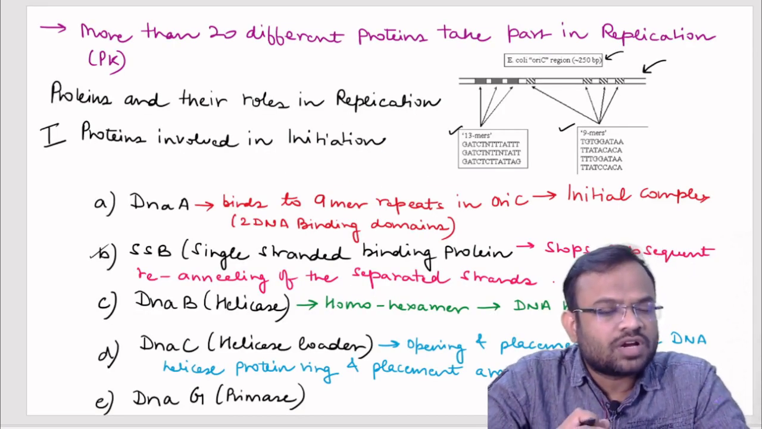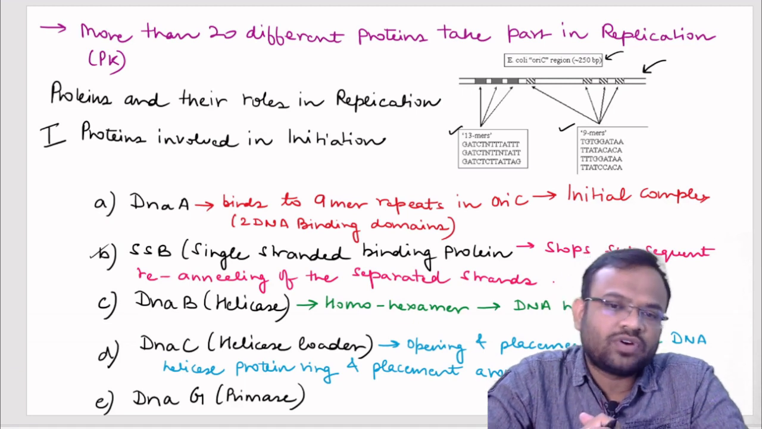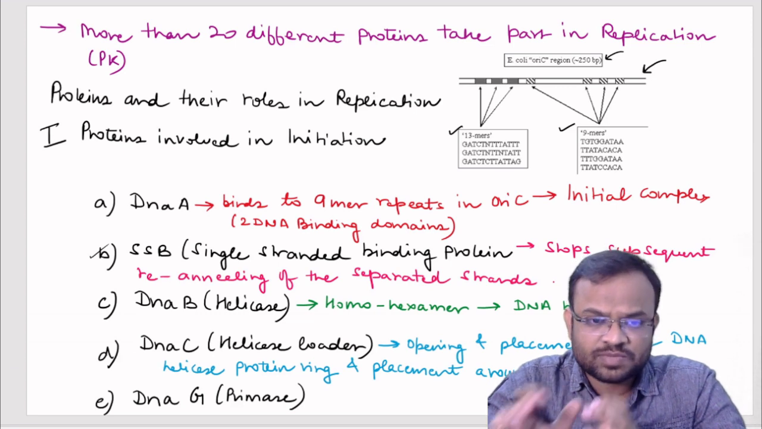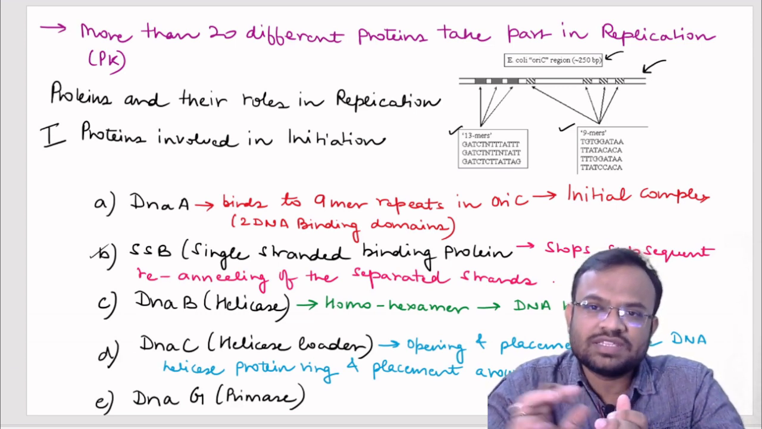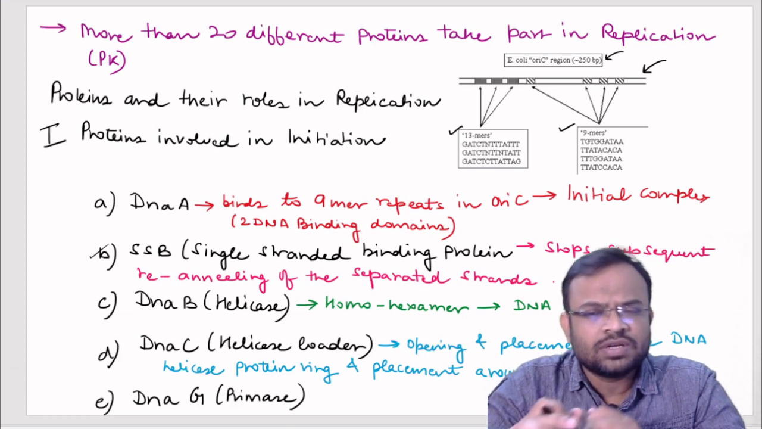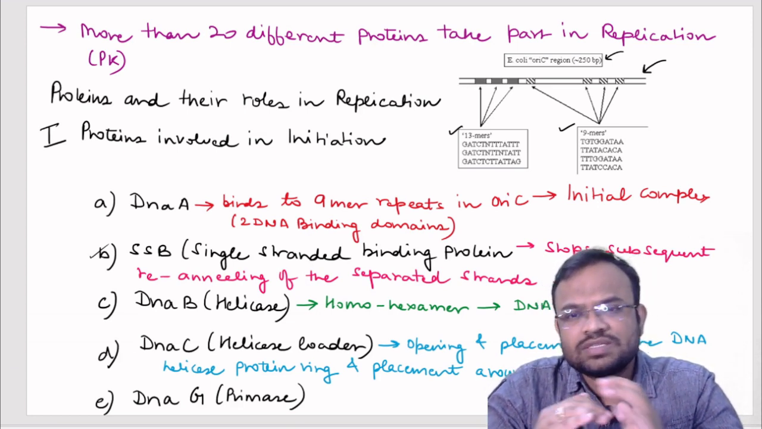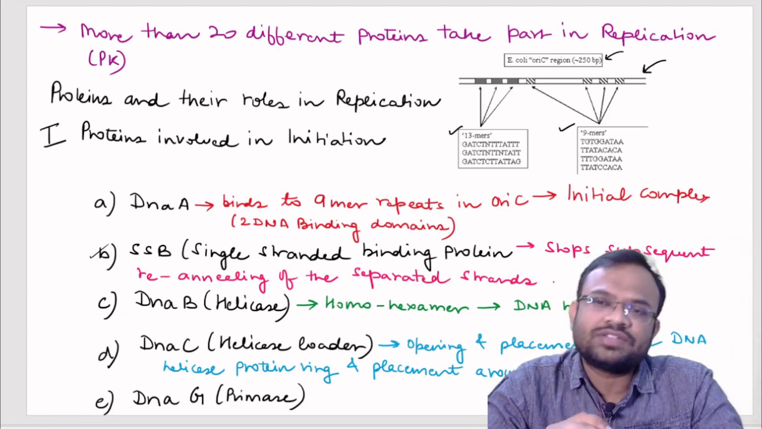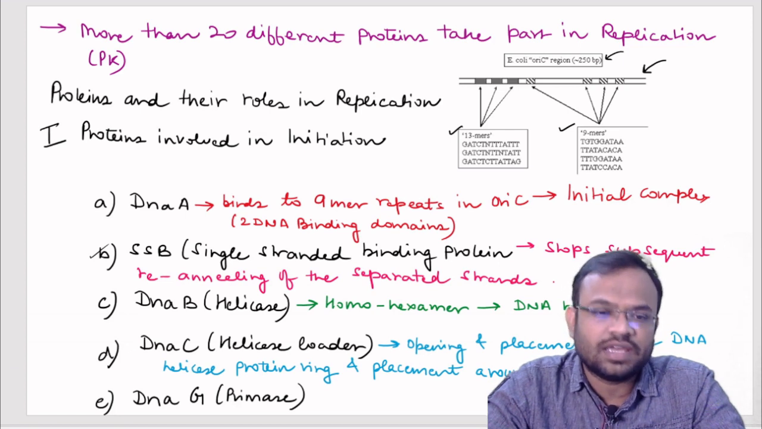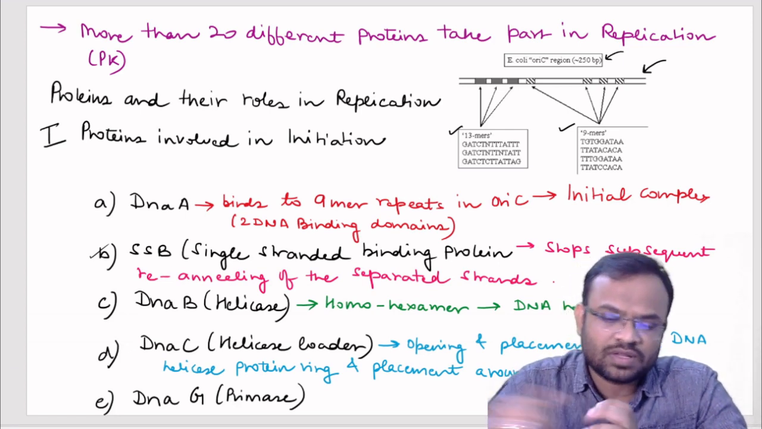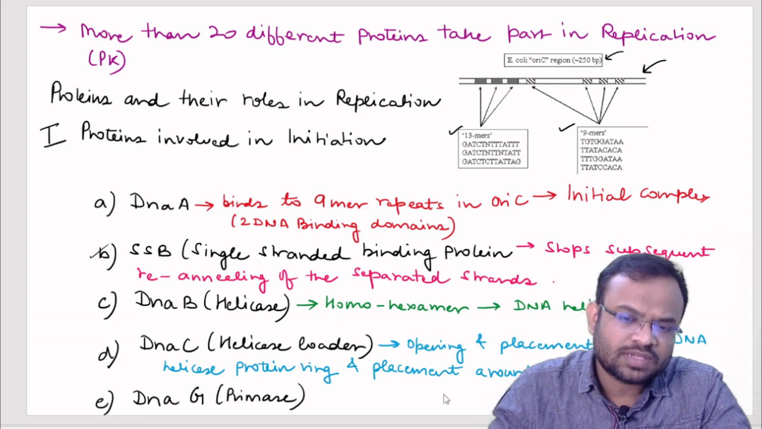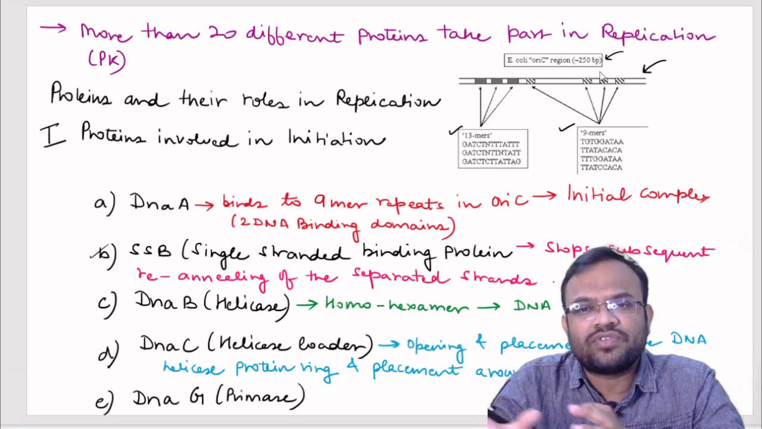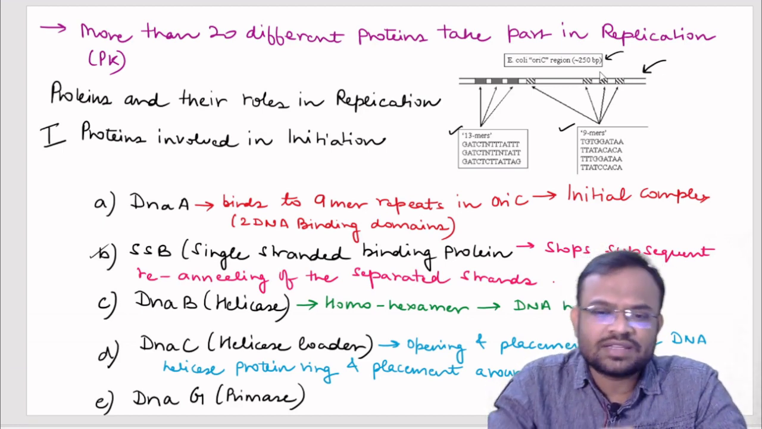Now let us talk about the proteins that are involved in replication. Since you already know that in this video we are interested in the initiation phase of replication, we would be talking about the proteins involved in the initiation process. The first protein involved in the initiation process is DnaA. Now what does DnaA do? DnaA is a protein that binds to the origin of replication. Let us understand this in detail.